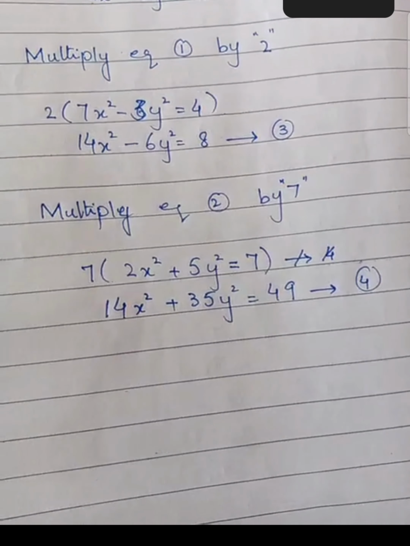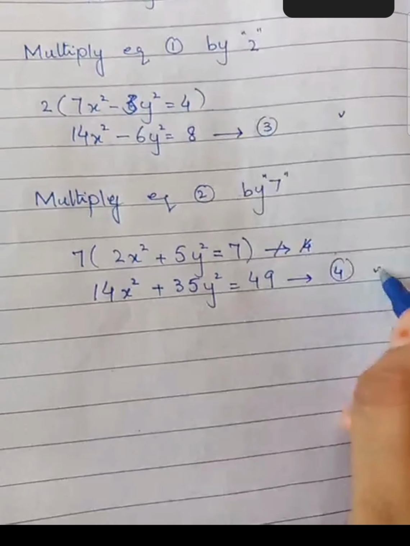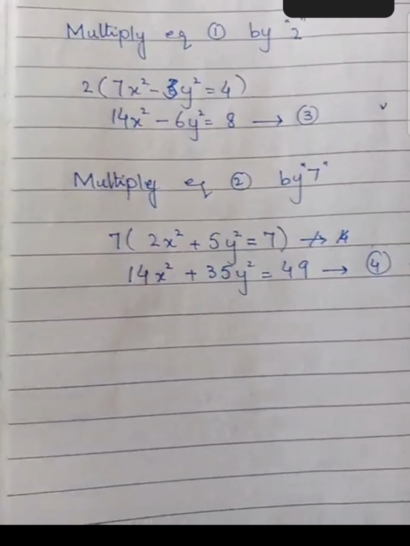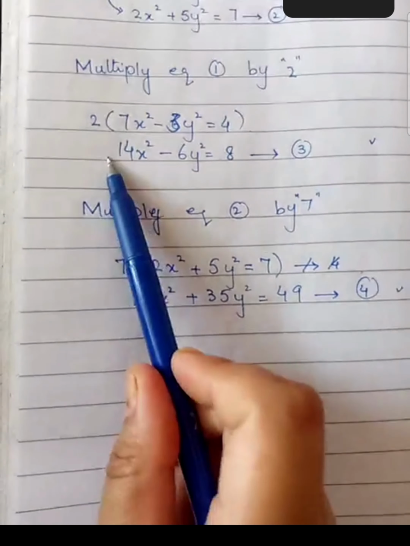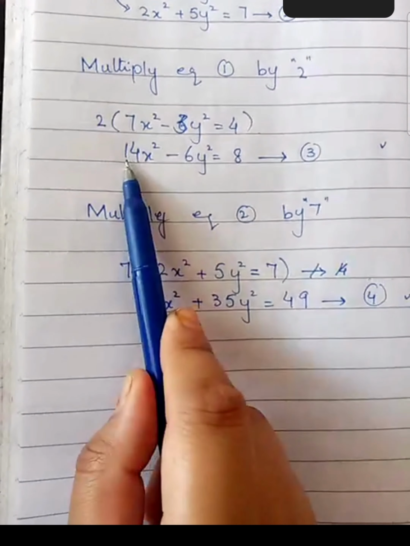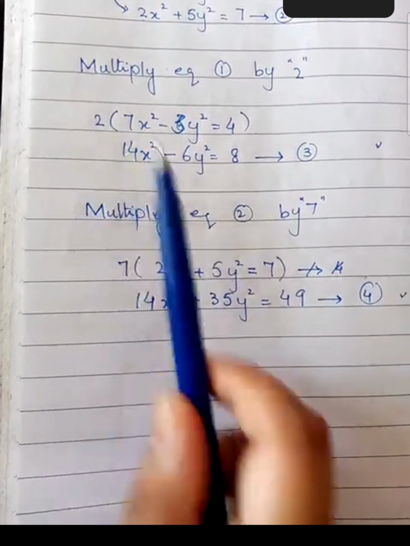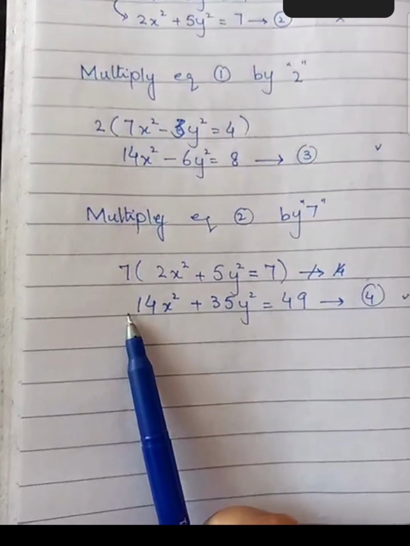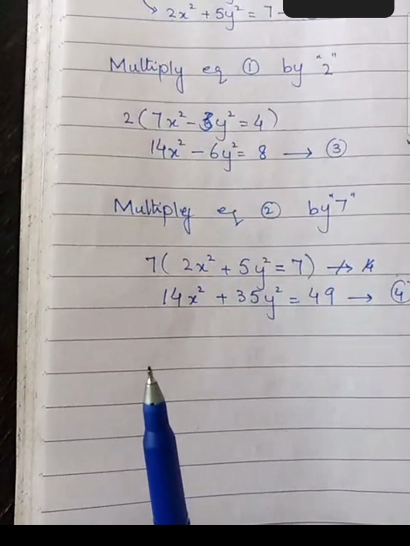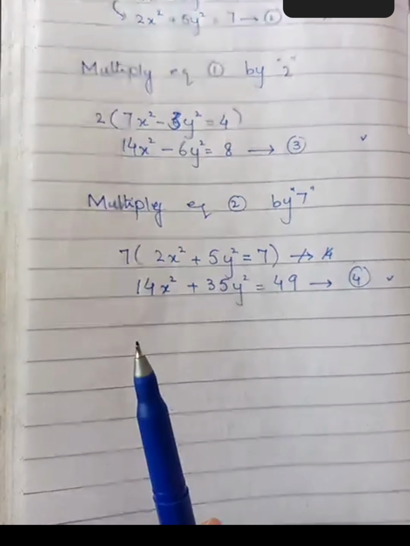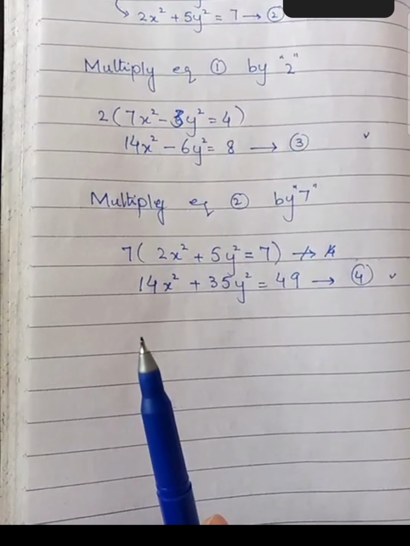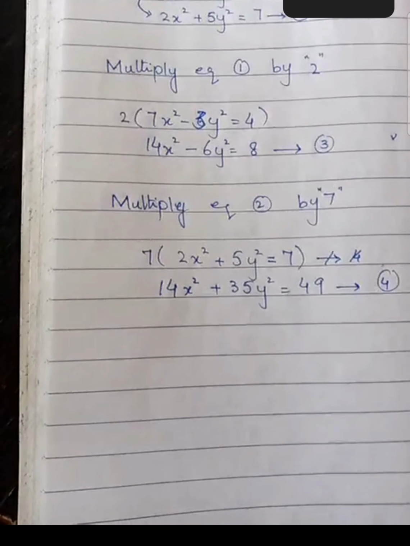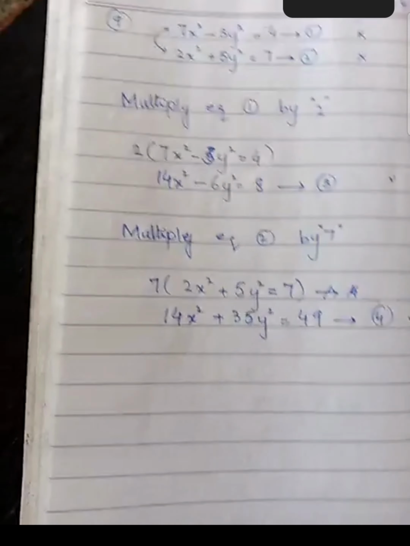Which equation is bigger, which is small from 3 or 4? Equation 4 is bigger. Now you will check the signs of the equal coefficients that you have made. It is 14x square, the sign of it is plus. Similarly, it is 14x square, sign of it is also plus. Plus and plus. Signs are same. What do we do? Add. Addition is done when signs are opposite. But for same signs we will do subtraction.